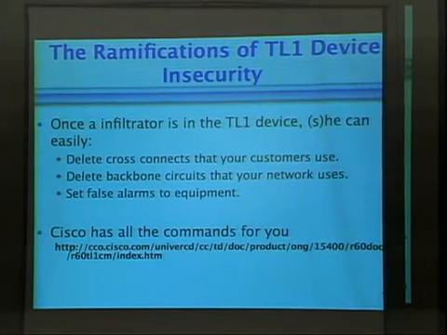If you do not secure your transmission devices, one could potentially delete cross connects that your customers use, losing tens of thousands of dollars, if not more. Delete backbone circuits that your network uses, potentially losing millions of dollars, if not more. And setting false alarms on equipment, thus panicking your NOC and wasting the company time and money trying to solve the issue.